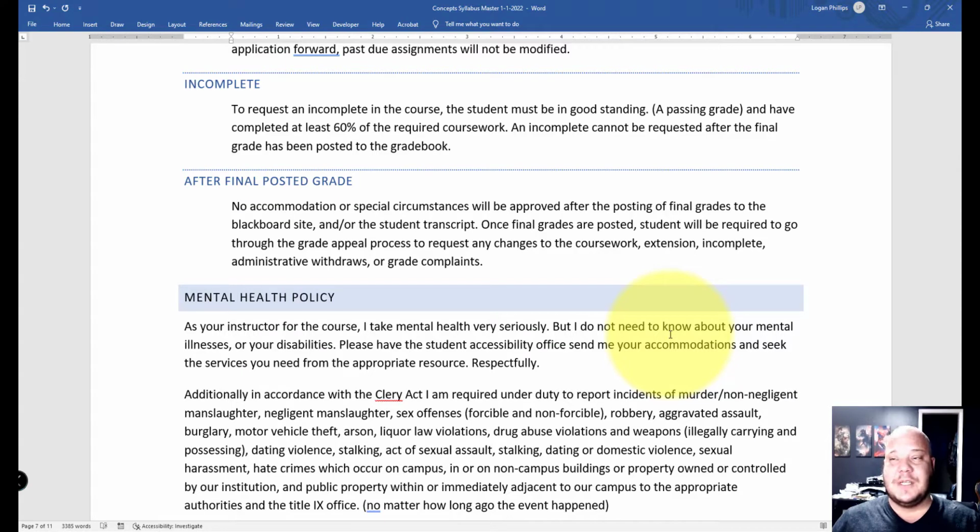After the final grade is posted, no accommodations or special circumstances will be approved after the posting of final grades to the Blackboard site and/or the student transcript. Once final grades are posted, students will be required to go through the grade appeal process to request any changes to the coursework, extensions, incompletes, administrative withdrawals, or grade complaints. Once I post that final grade, this class is over. I have nothing left to do. You are done in the class. Any complaint, problem, or issue you have will only be able to be resolved through the grade appeal process. So keep that in mind.